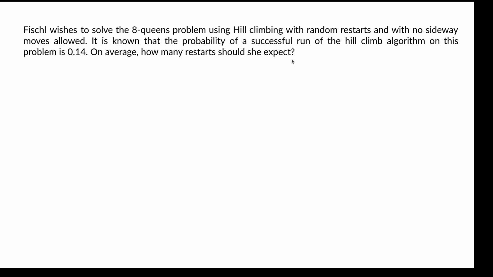The idea is that it is currently 0.14. If you want to make it for one step, it is 0.4. How many steps until it is close to 1? So it will be 1 by 0.14, which is very close to 7. So the answer will be 7 here.